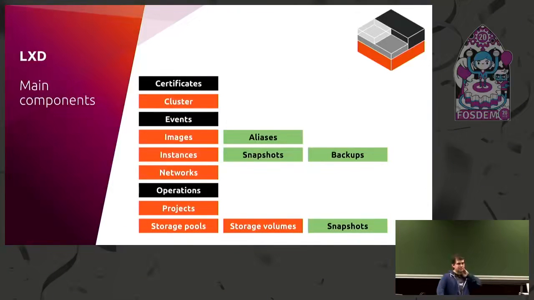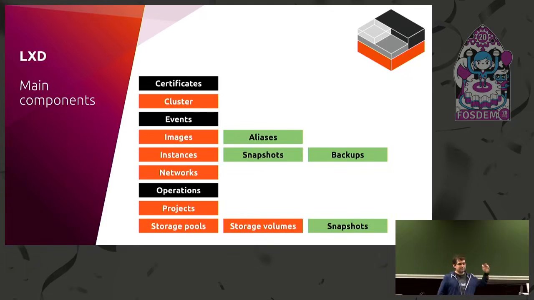Review of the LXD API and how things are structured. Instances are obviously what most people care about. That's either containers or virtual machines, so a different instance type indicates which one of the two it is. You can snapshot or back them up. They're created from images. Images can have nice names, so you don't need to give them a SHA-256 or whatever.